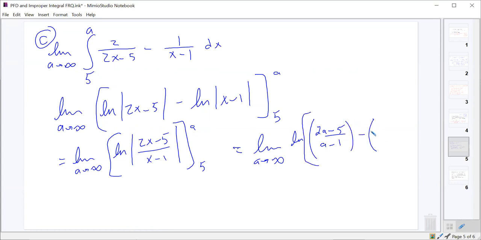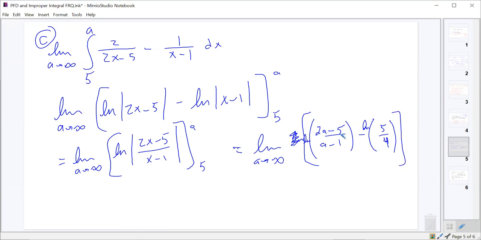minus natural log, there we go, minus natural log of, what is that, 2/4? No, 5/4. I can do subtraction. 5/4.